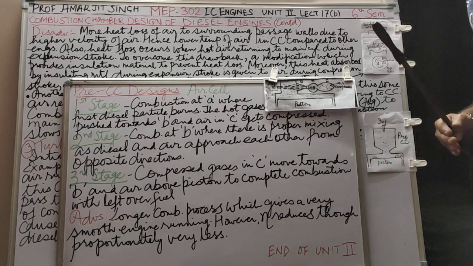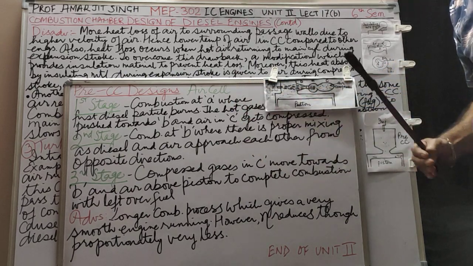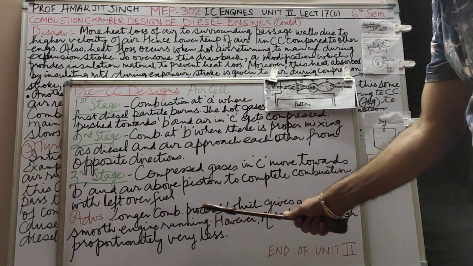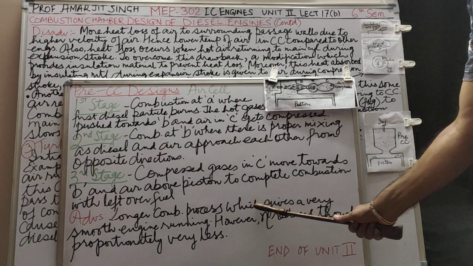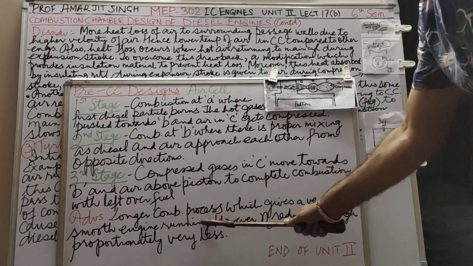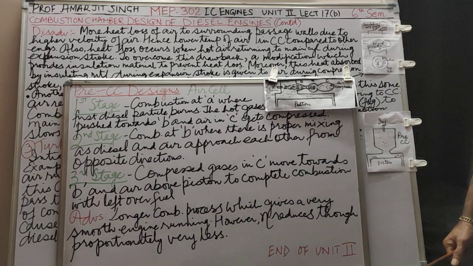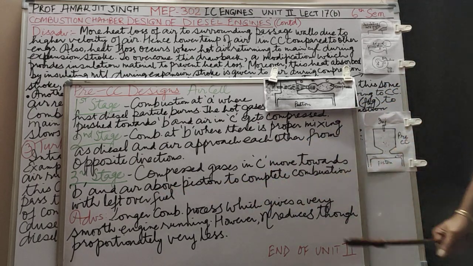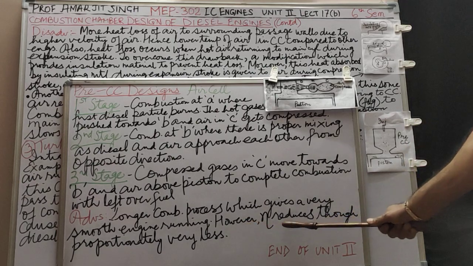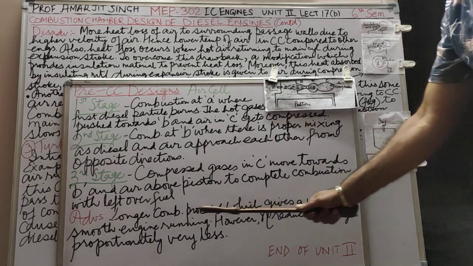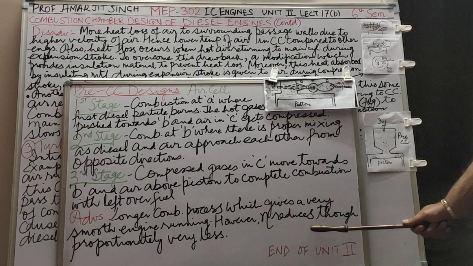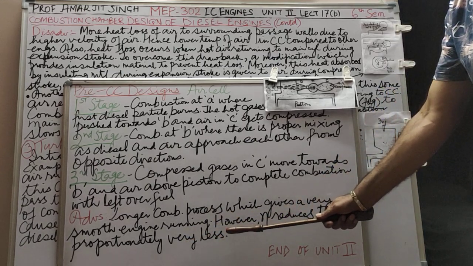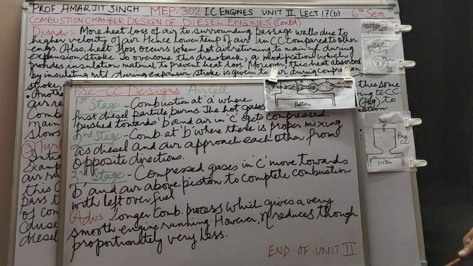So the combustion is spread over a period of time, or elongated. What is the advantage of this? A longer combustion process gives very smooth engine running, which is desired. However, the efficiency reduces, though proportionately it is very little, almost negligible.